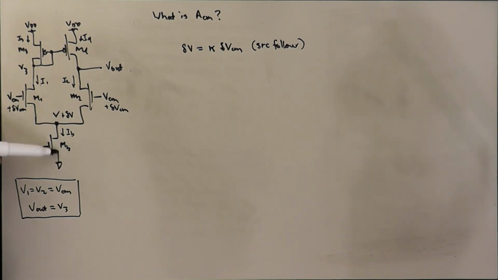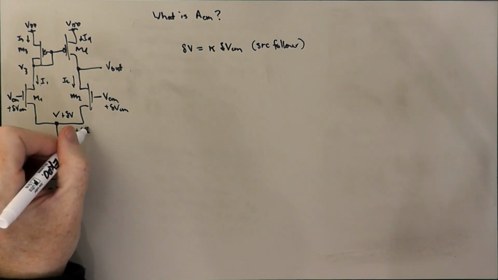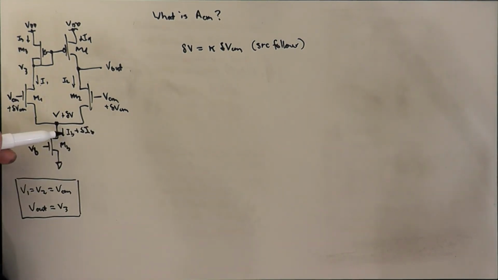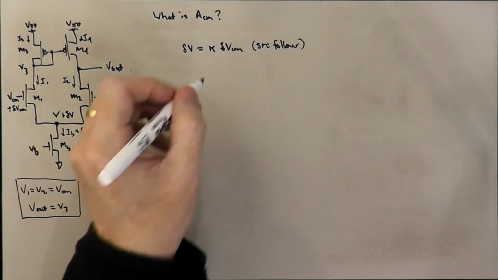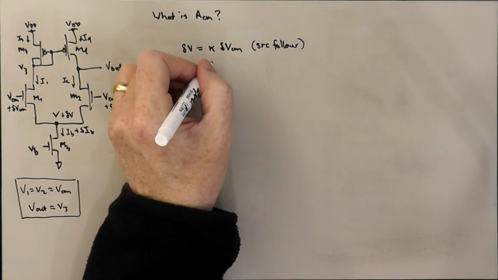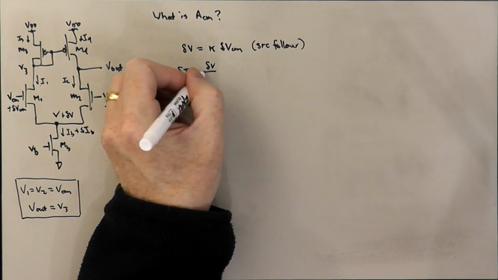And so we have to take into account the early effect on transistor MB. Well, there's going to be a delta IB, an increase in the bias current due to the increase in the drain to source voltage. And that delta IB is going to be equal to the delta V, the change in the drain voltage, divided by the slope of the drain characteristic, which is ROB.